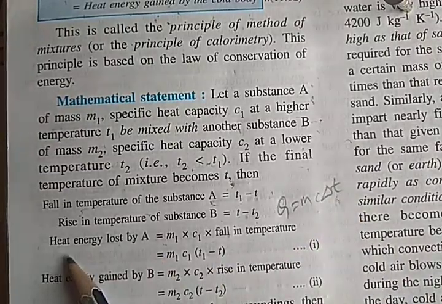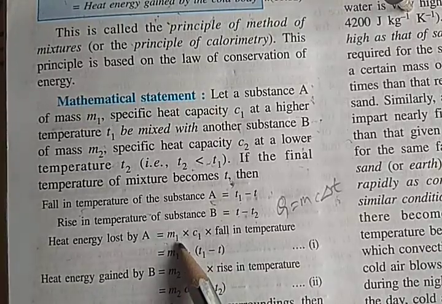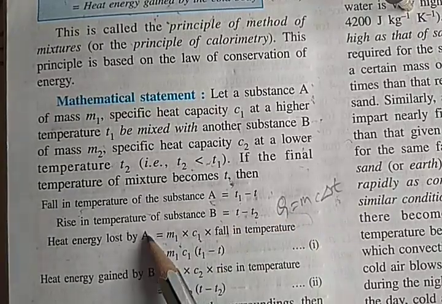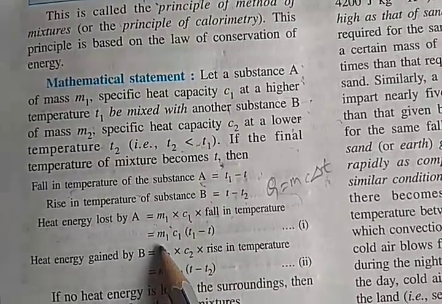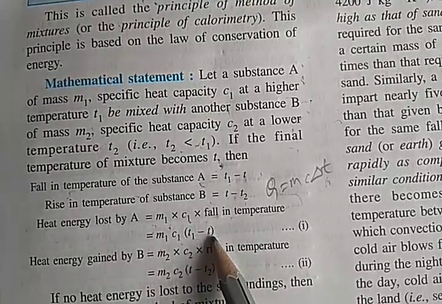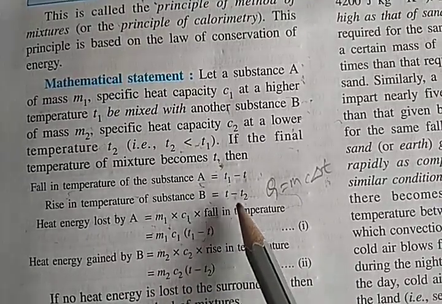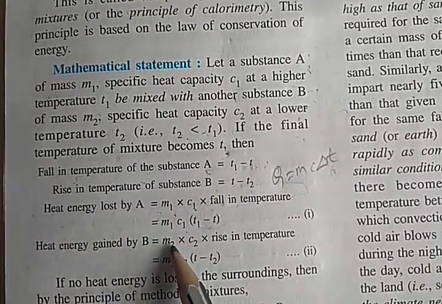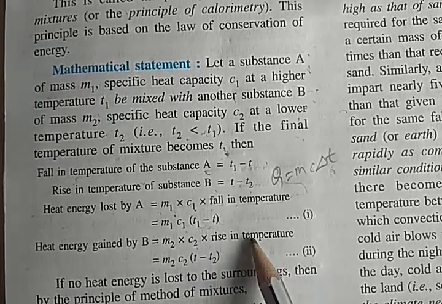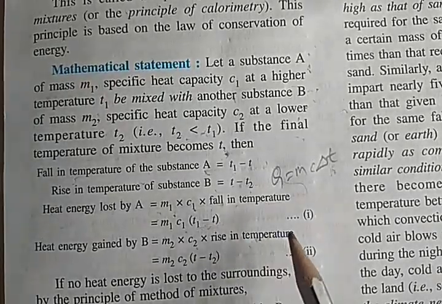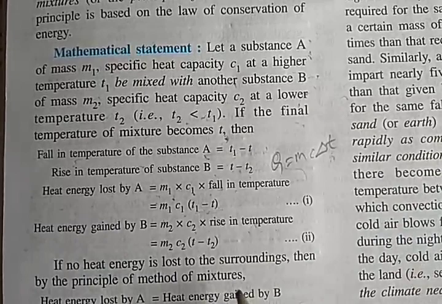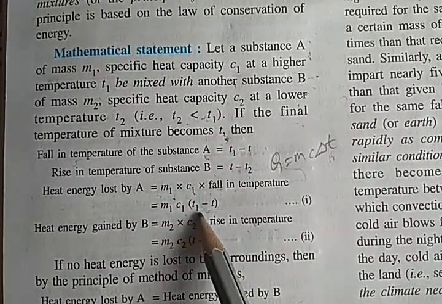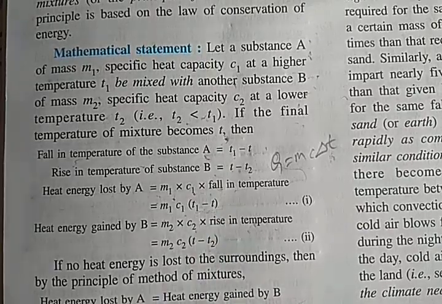So heat energy lost by A will be its mass into its specific heat capacity into the change in temperature. In case of A, it is the fall in temperature. So M1 C1 delta T, where delta T is the fall in temperature, T1 minus T. Likewise, heat energy gained by B will be M2 C2 into the rise in temperature for B, which is T minus T2. So this much is the heat gained by B, and this much is the heat lost by A.